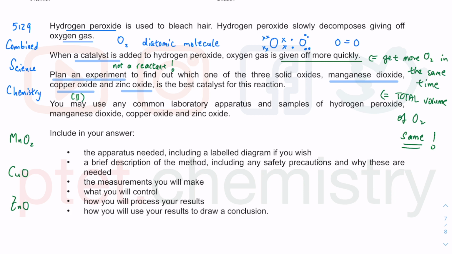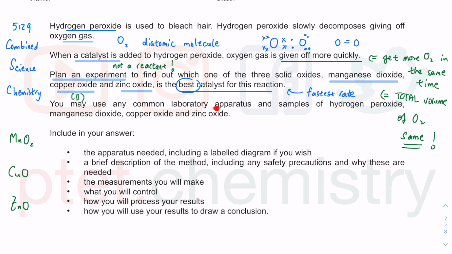Your job is to investigate which one is the best catalyst, so which one will give you the fastest rate of reaction. The best catalyst means you will get the fastest rate of reaction. That means the oxygen gas is given off very, very rapidly.